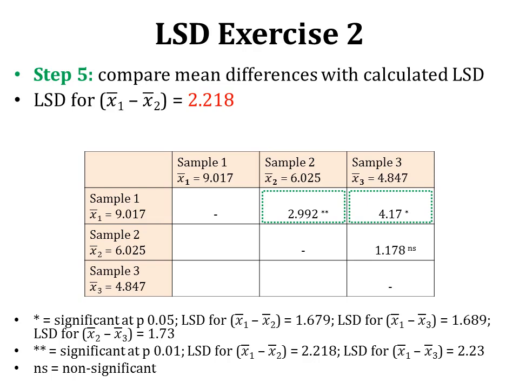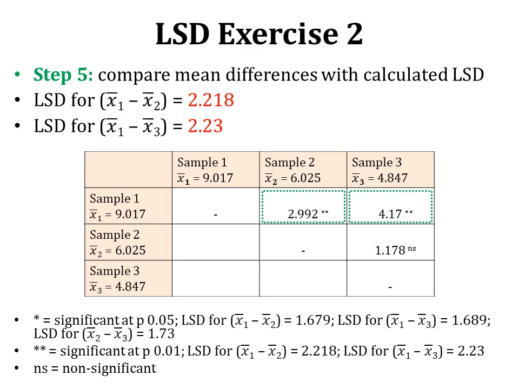Now, the next sample pair is sample number 1 and sample number 3. And the difference between their mean values is 4.17 and their LSD is 2.23, and we can see that the difference between means is greater than the LSD for this pair, right? So 4.17 is greater than 2.23. So we are going to place another asterisk which notifies this pair as highly significant at 0.01 level, right? And we're not going to do that for the next pair.